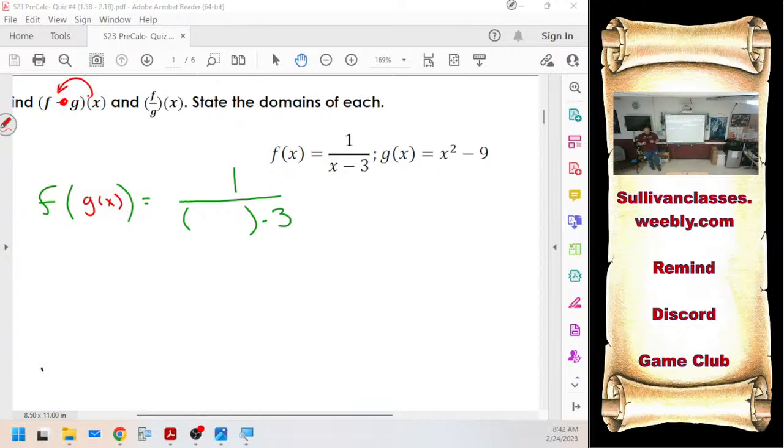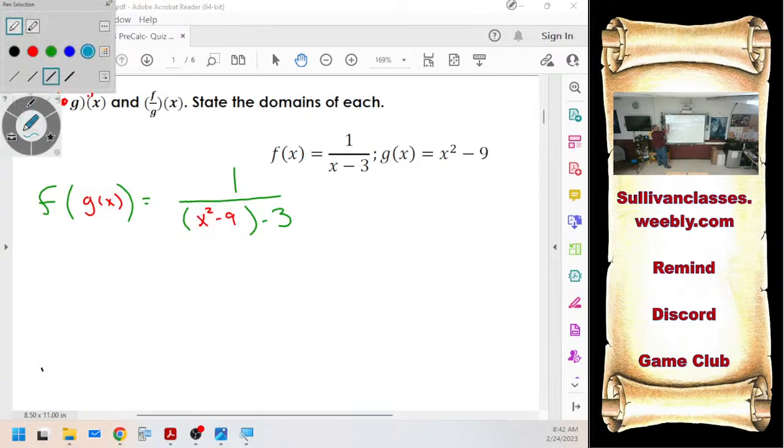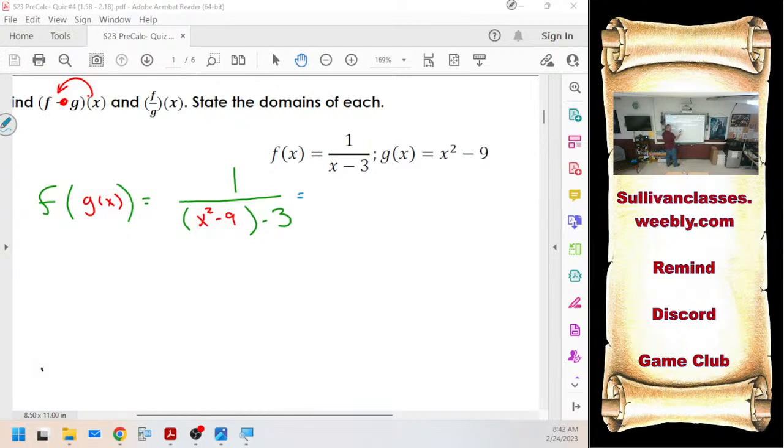It's like those food chain diagrams that you see. You know, the whale eats the shark eats the tuna eats the mackerel, all the way down to the worm. Okay, I put this one into that one. G of x was x squared minus 9. So I just simplify. I can't simplify what's inside the parentheses, so the parentheses go away and I get 1 over x squared minus 12.